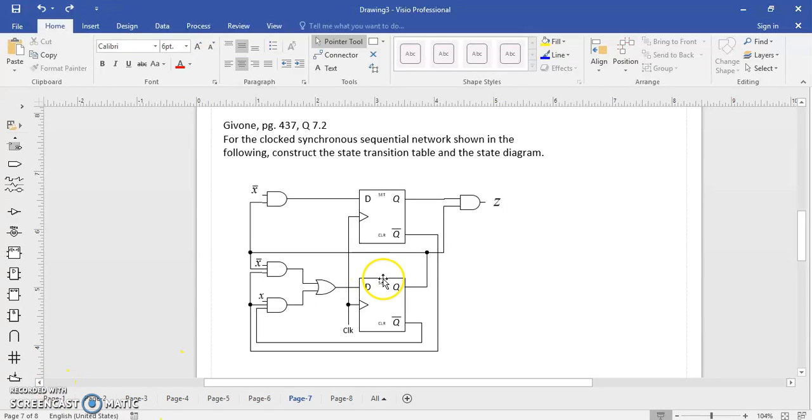So this is the problem. As I mentioned before, this is like a reverse engineering problem. Actually, it is taken from the textbook, Givone, page number 437, question number 7.2. Okay, so let's begin. We are given the circuit, and the task is to construct the state transition table and then the state diagram based on the given circuit. Obviously X is the input and Z is the output.